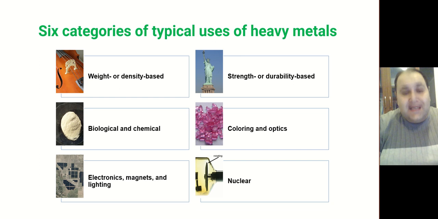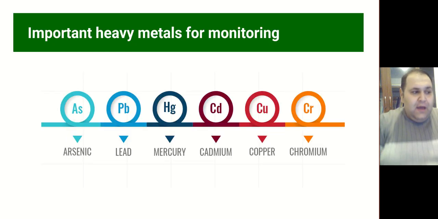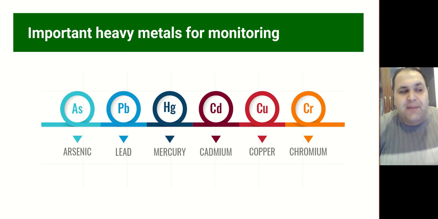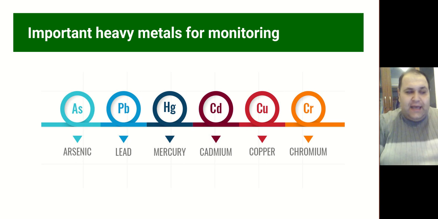Now let's move on to the categories that heavy metals have. There are typically categories consisting of weight or density based, biological and chemical, electronics, magnets and lightning, strength or durability based, coloring and optics, nuclear. Heavy metals are commonly defined as those elements with a high relative density. These metals have the potential to cause environmental or human toxicity. Heavy metal poisoning can be acute or chronic and may be caused by the following metals: arsenic, lead, mercury, cadmium, copper, chromium.